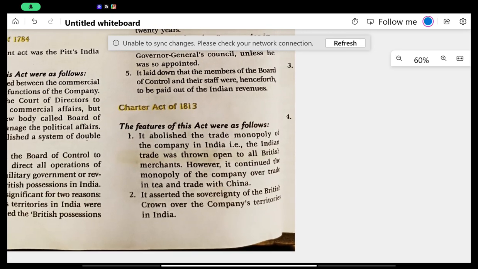Seventh point is that the sum of 1 lakh rupees was to be set aside for the revival, promotion, and encouragement of literature, learning, and science among the natives every year. So every year the company will have to spend 1 lakh rupees on Indian education.